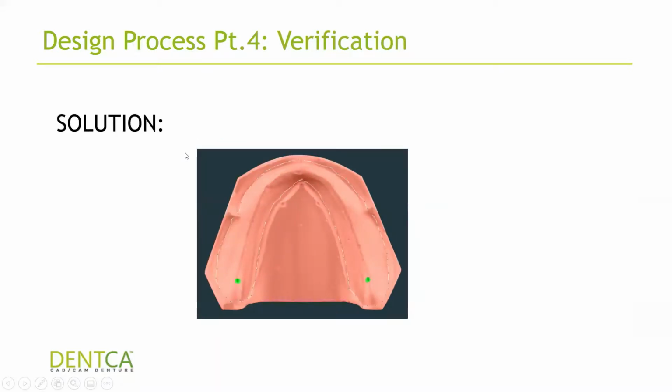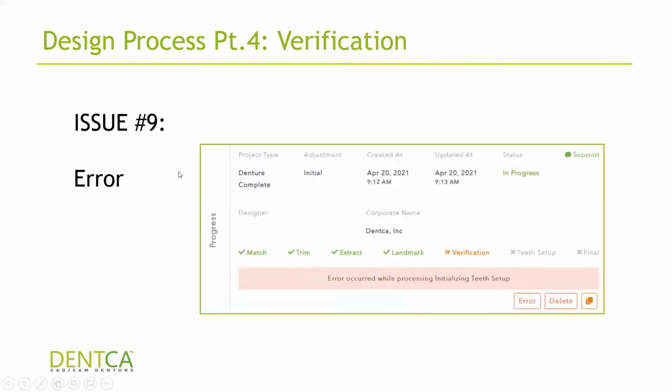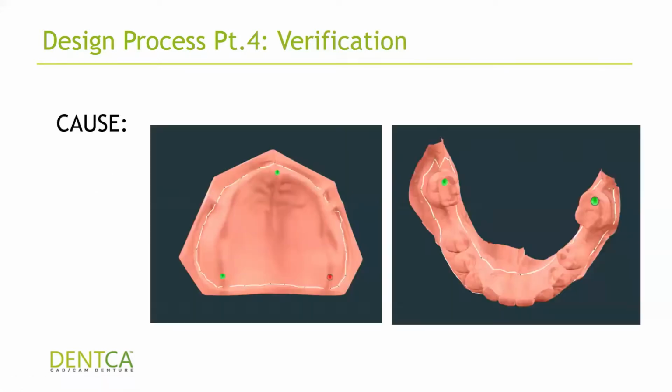The solution is basically just going back to the landmark section and moving them, and then you can move forward. And if you get an error when it's trying to create the teeth setup, it's most likely because you had your landmarks in the wrong position. Sometimes people put the red one that's supposed to be the incisive papilla somewhere else, or they place the landmarks on top of the teeth on single arches on the opposing dentition. As much as possible, you might want to avoid putting your landmarks on the occlusal surface of the teeth, because the software uses this information to relieve the teeth, and it can confuse it a little bit.